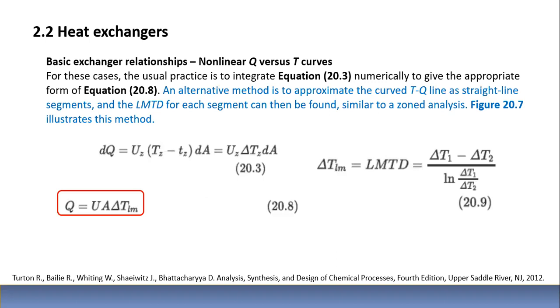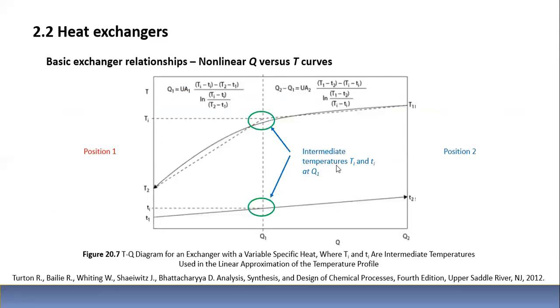For these cases, the usual practice is to integrate equation 20.3 numerically to give the appropriate form of equation 20.8. An alternative method is to approximate the curve TQ line as straight line segments, and the LMTD for each segment can then be found, similar to a zone analysis. Figure 20.7 illustrates this method. So let's check on that.